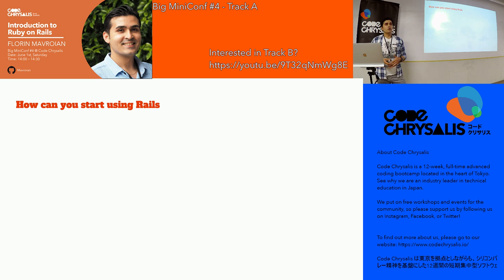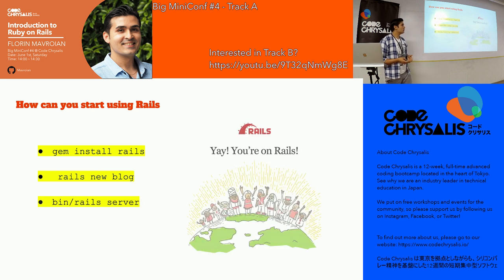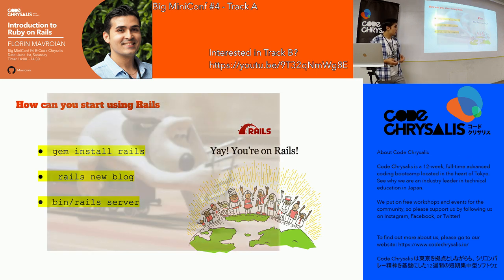How can you start using Rails? Of course, you will have to install Rails on your computer, right? You can do that with gem install rails. And with this command, rails new blog, start your server, and yay, you're on Rails. Literally on Rails.